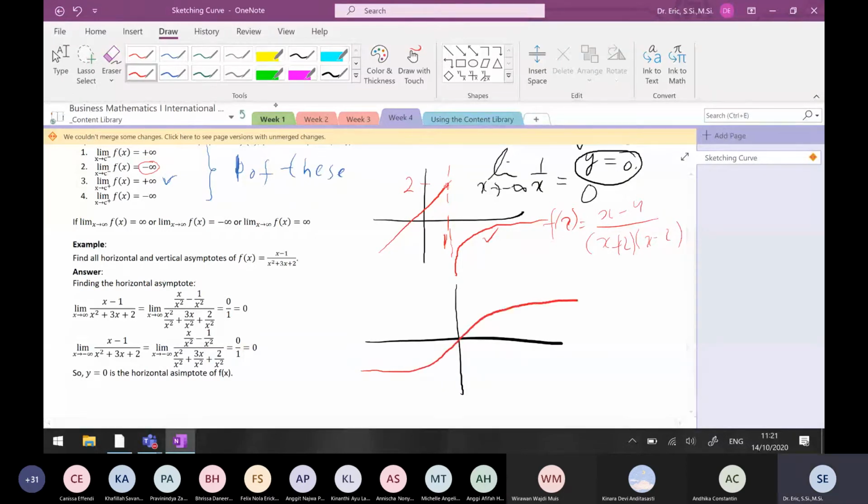It means when x goes to infinity, it will go to this height. And when x goes to minus infinity, it will go to this height. So maybe this is 1, this is minus 1. So when x goes to infinity, when x goes larger and larger, it goes to the height 1. And when x goes to minus infinity, it will go to the height minus 1.